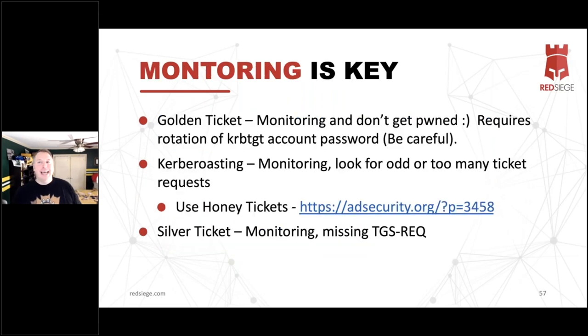All right, so some of the defenses. The key here for most of this is going to be monitoring, right? For the golden ticket, the obvious answer is, well, don't get owned. Great, right? Realistically, that might happen. So the key here is a little bit tougher. Look for things like, hey, why is my ticket granting ticket all of a sudden 10 hours, or sorry, 10 years? That's funky. Something weird there, right?